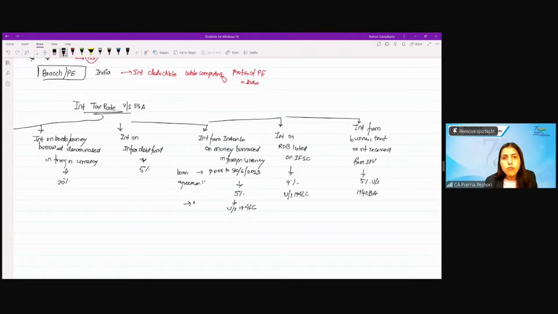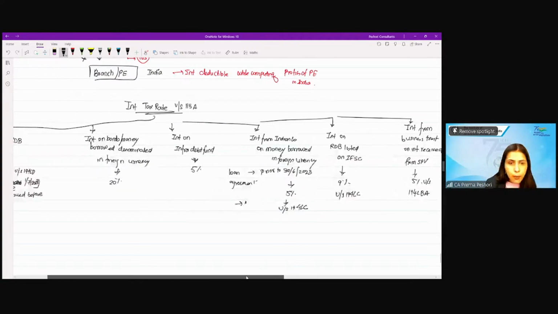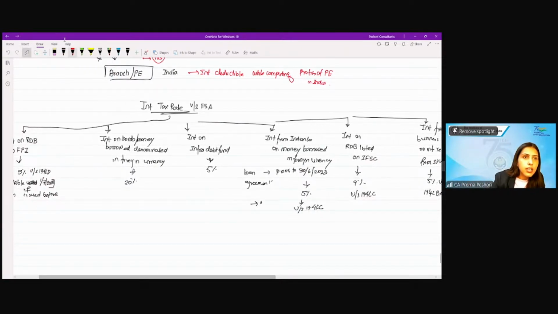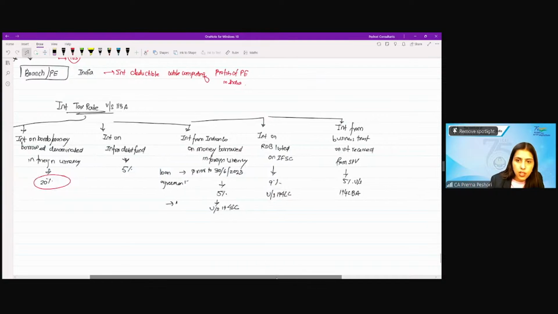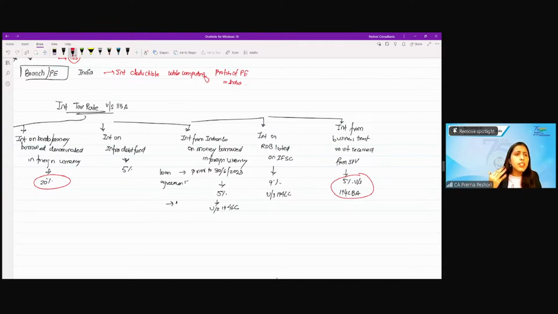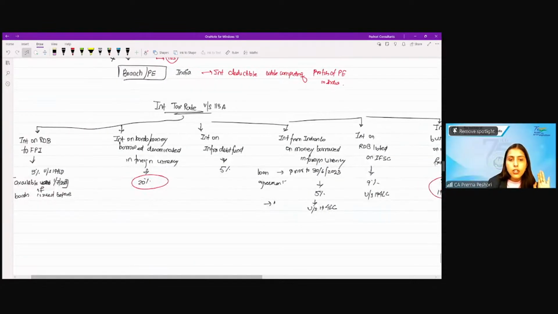Are we clear? So, more or less, I will request you to remember these ones, 20%, and then you can remember the interest on the SPV. More or less, you should remember these because 9% if you can, other ones are already till 2023. So, very rare chance you may get a question, but in case you get it, you know that it's 5%. But more or less, the tax rates now are 20%, 9%, and 5% in case of the SPV distributing it to business trust, which becomes the income of the unit.